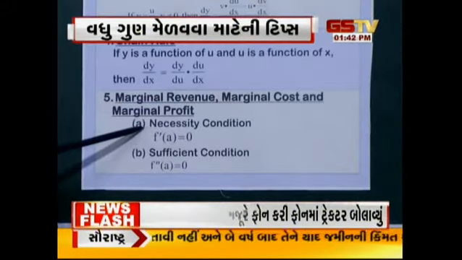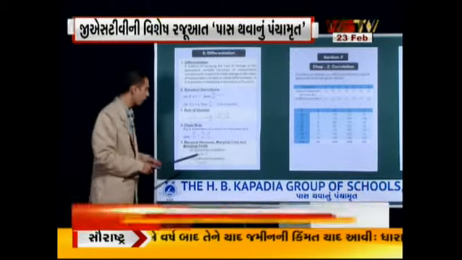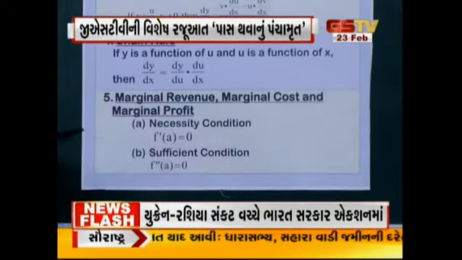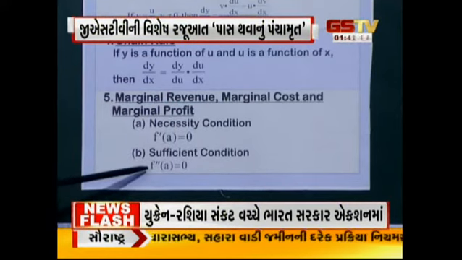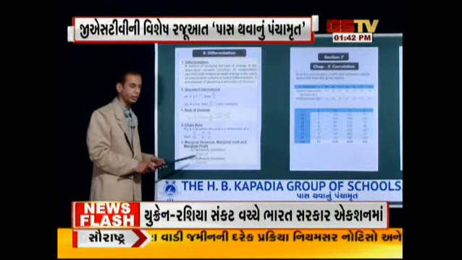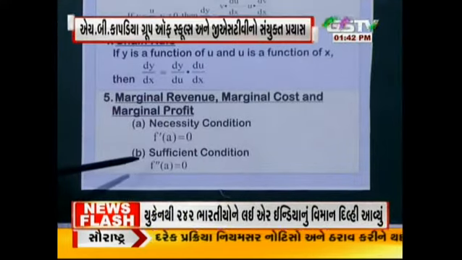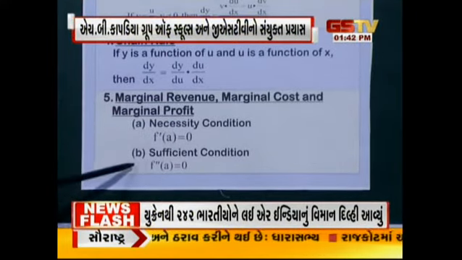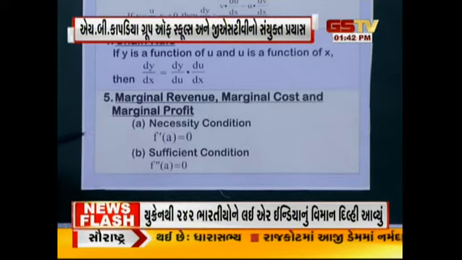Along with this first condition, you have to show a second condition. It's a sufficient condition. The sufficient condition is to find out the second order derivative. Second order derivative is denoted by f double dash a or f double dash x.